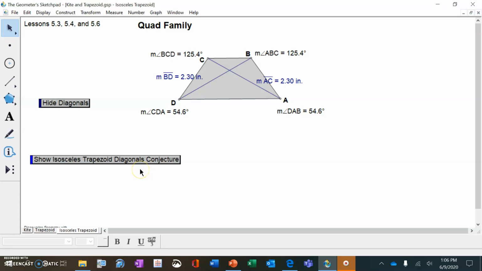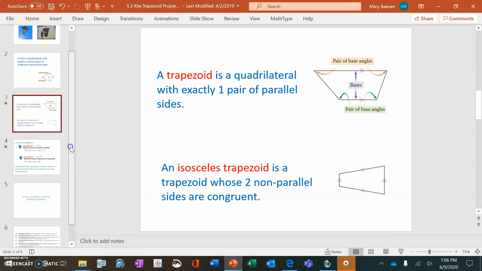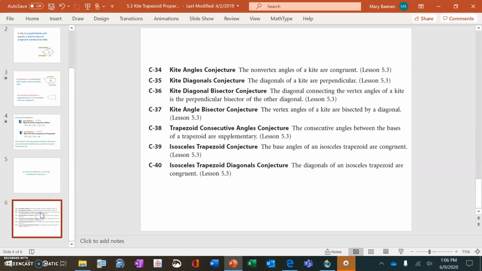So that one is not listed on the screen here either. It's on your conjecture list. Conjecture 40, the diagonals of an isosceles trapezoid are equal or congruent. Now, if I go back, here is the PowerPoint with our notes. If you've missed any of these conjectures, they're listed as the last page in the PowerPoint for section 5.3. Now, also remember that as you put these on your conjecture list, you have to do sketches to show what the conjecture says.